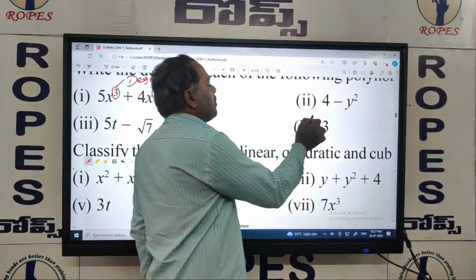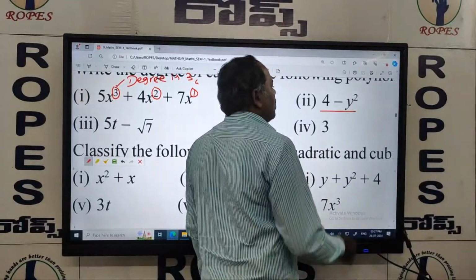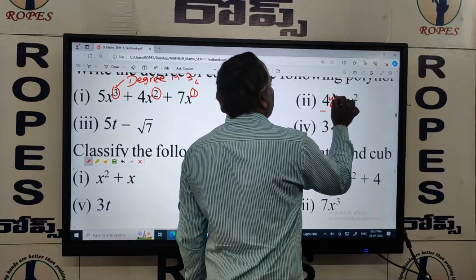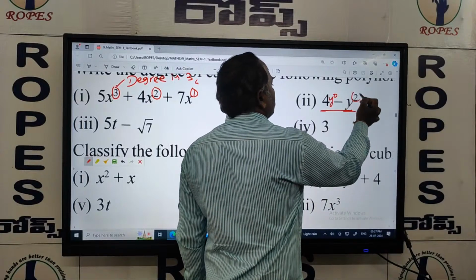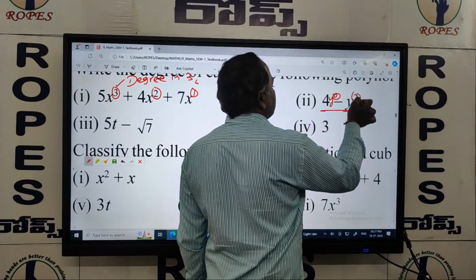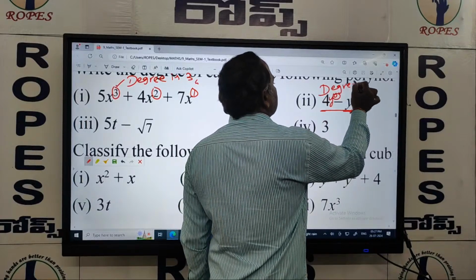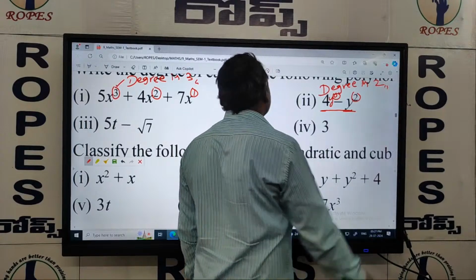Next, if you go to this one, here we can write y power 0. Then here 2 is there, here 0 is there. The highest degree is 2. Then the degree of this polynomial is 2.